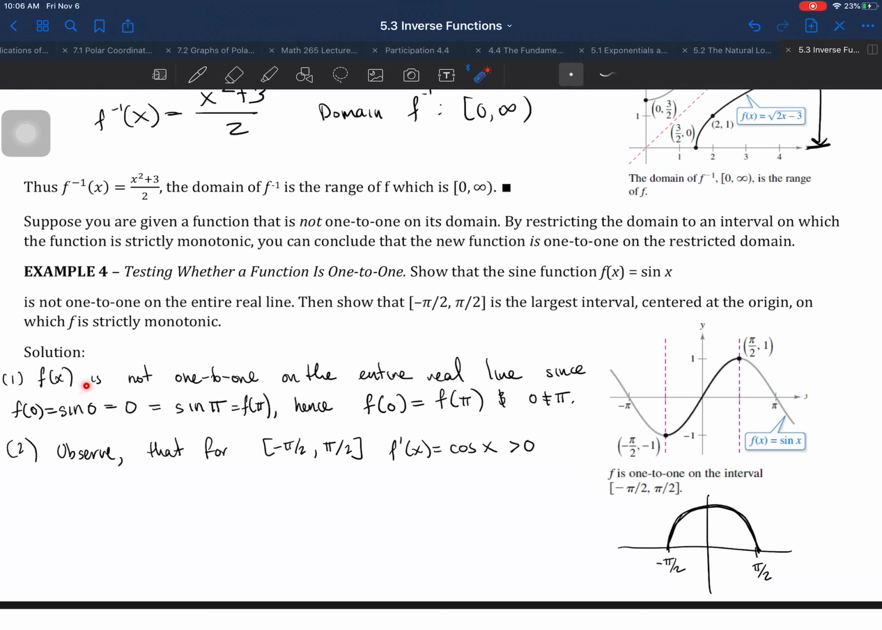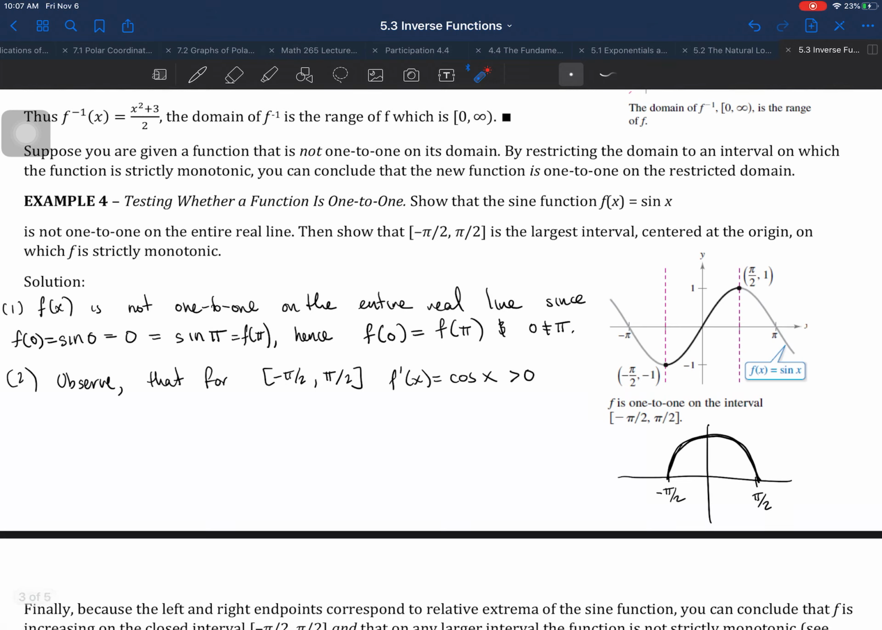So I sort of did that. F of x is not one-to-one on the entire real line, since f of 0 equals sine of 0, which is 0, and sine of pi equals 0, which is f of pi. That means that f of 0 equals f of pi, and at these two values they lie in the same horizontal line, so therefore it fails the horizontal line test. That means that these two are the same values of y, but their x values are different.